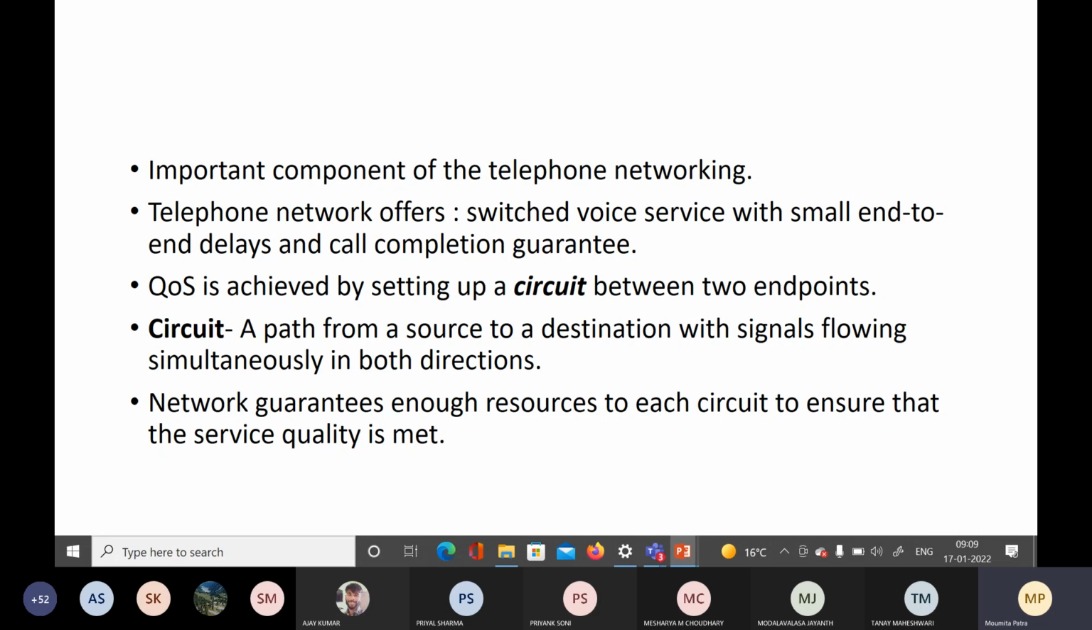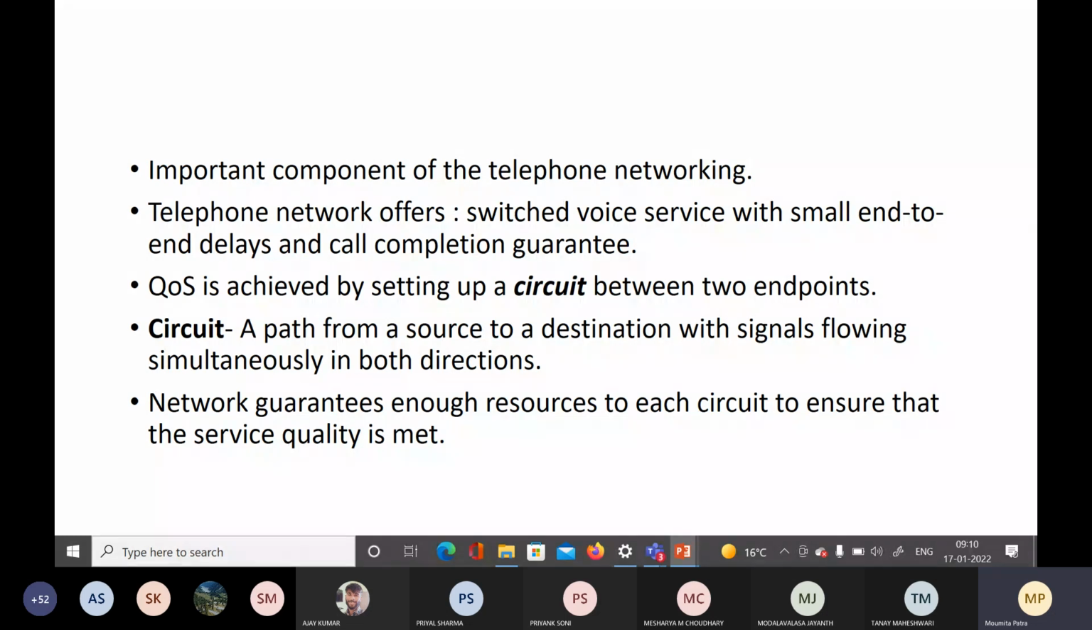The QoS that we are talking about is achieved by setting up a circuit between the two endpoints. And what do we mean by circuit? It is a path between the source and the destination, with signals flowing simultaneously in both directions, so it's a duplex connection. The network guarantees enough resources to each circuit to ensure that the service quality is met. These are very basic terms and terminologies, and we know all of these from circuit switching itself.